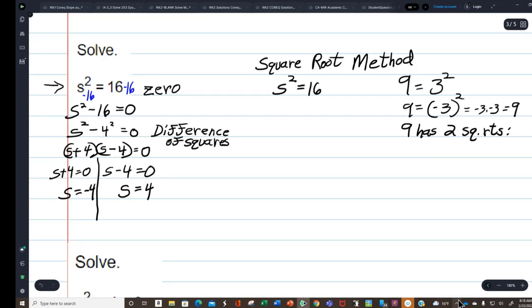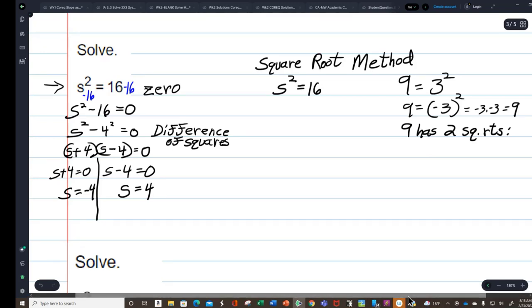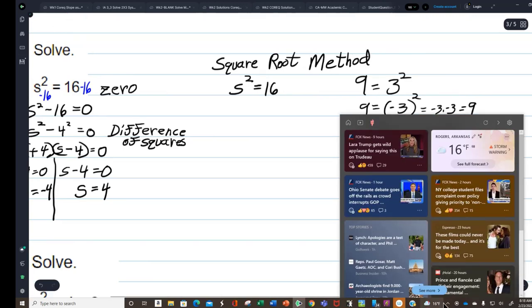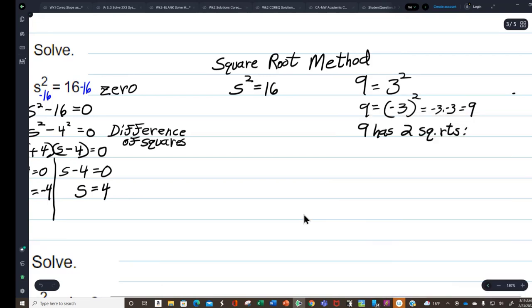Three and negative 3. Well, 16 has two square roots too. A positive square root and a negative square root. So we use that principle when we do this. I'm going to take the square root of both sides of the equation.